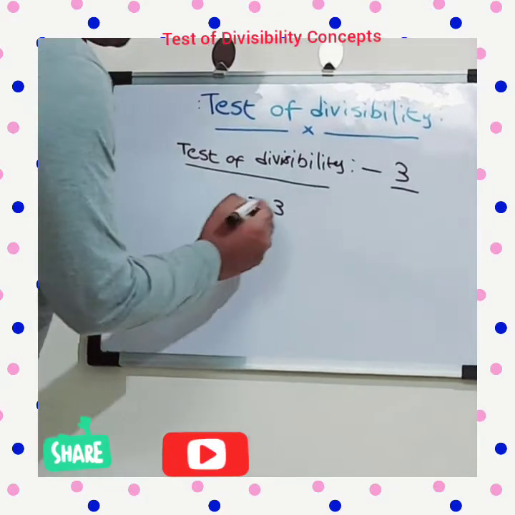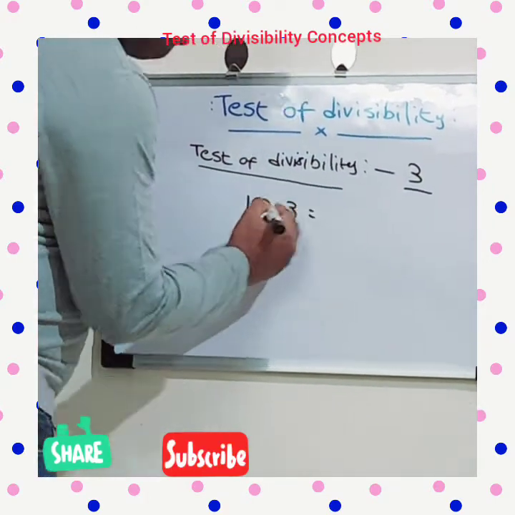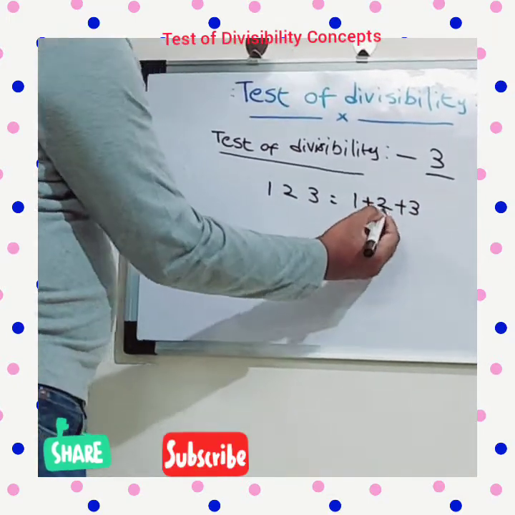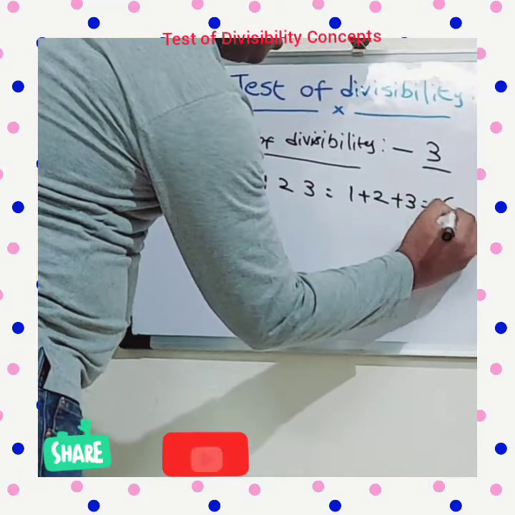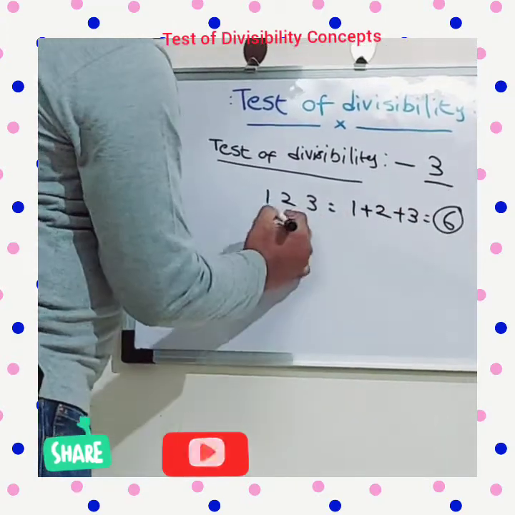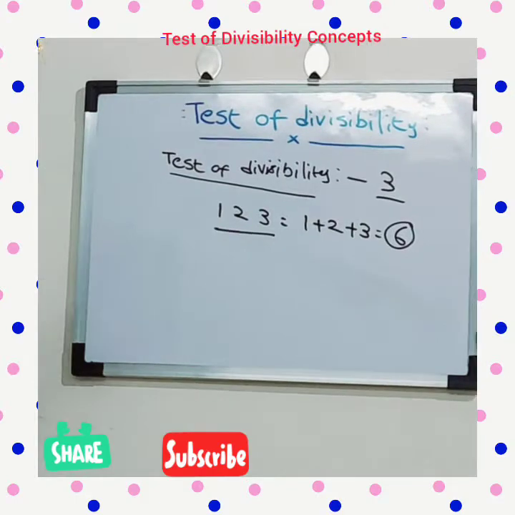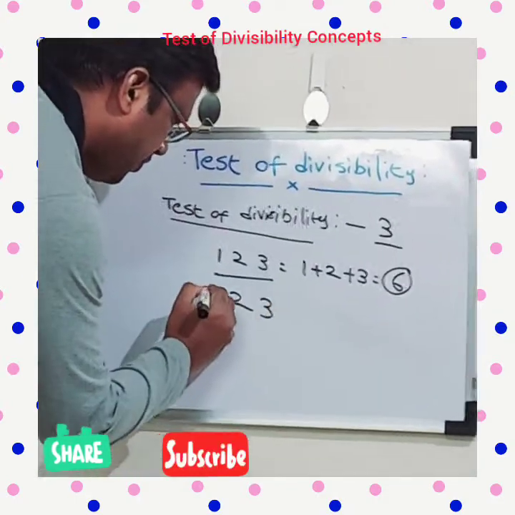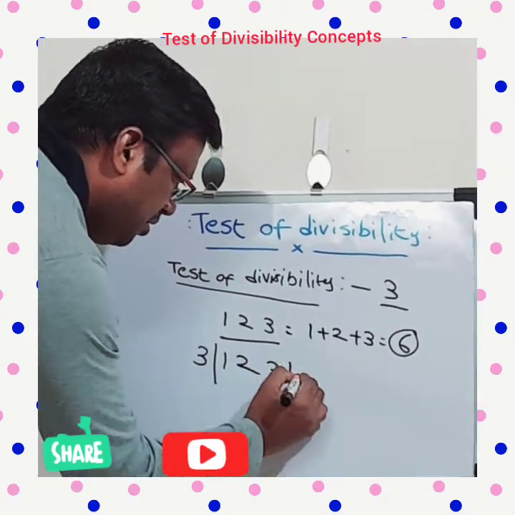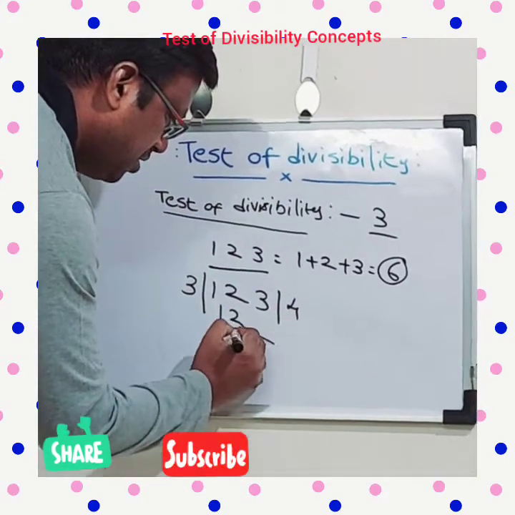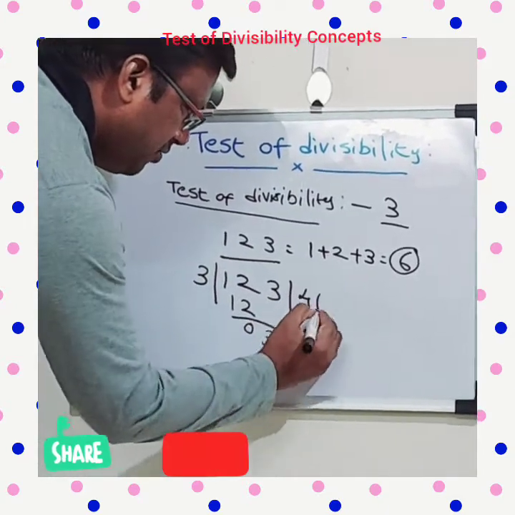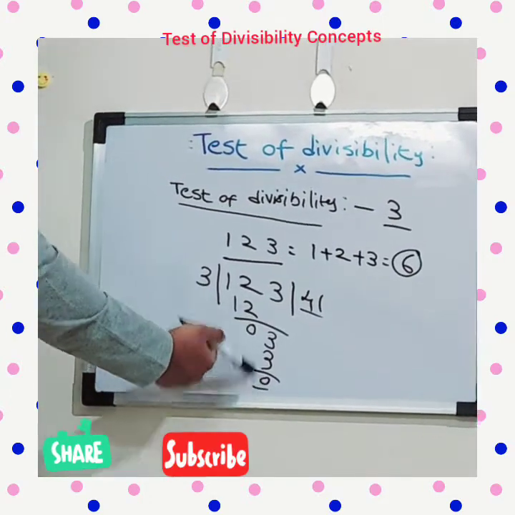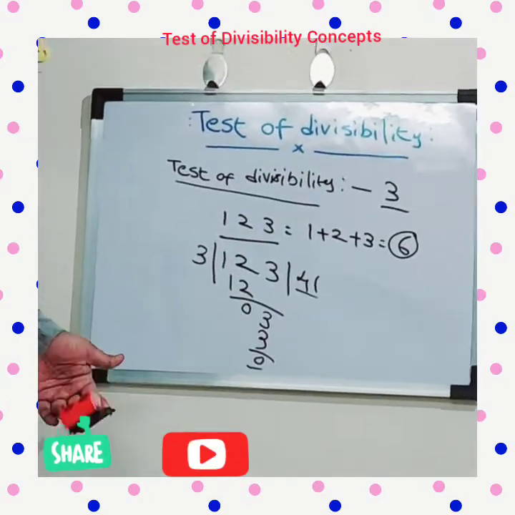Simple logic: as per the condition, just sum these digits, that is 1 plus 2 plus 3. 1 plus 2 is equal to 3, and 3 plus 3 is equal to 6. So this number should be divisible by 3. We can verify whether this number is really divisible by 3. 3 fours are 12, remainder 0, and then 3 ones are 3. So the quotient is 41 and the remainder is 0. So the number is divisible by 3.